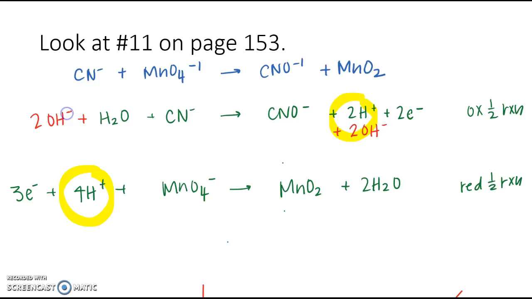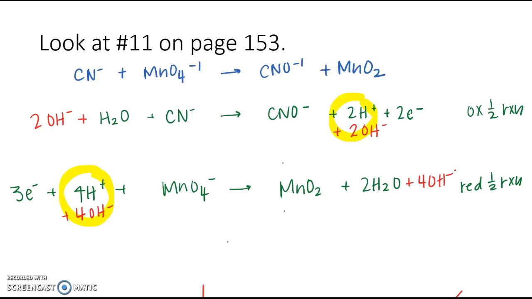this side as well. So in the reduction half reaction, how many hydroxides should I be adding? You should have told me 4. And if I add them to this side, I have to add them to this side. It's kind of like in math when you're solving for something: if you do something to one side of the equation, you have to do it to the other side.